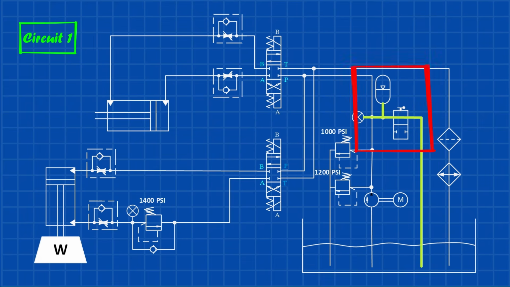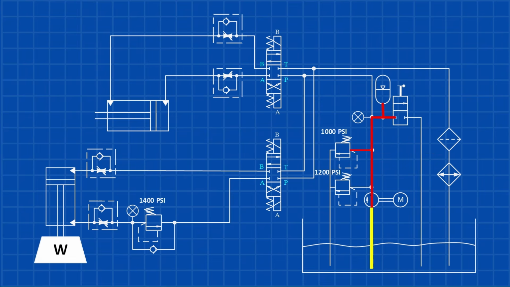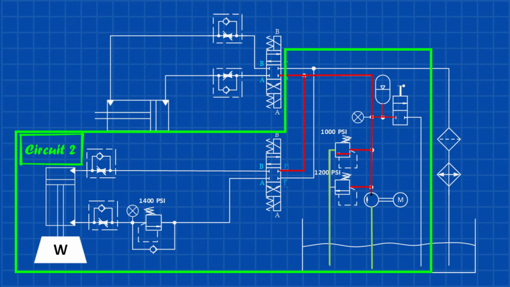For safety, the accumulator must be depressurized when the system is shut down. When power is off, the valve connects the accumulator to the tank, allowing the stored pressure to safely discharge. To pressurize the accumulator, the manual valve is turned to block the path to the tank, allowing pressure to build up. Now let's analyze the circuit.